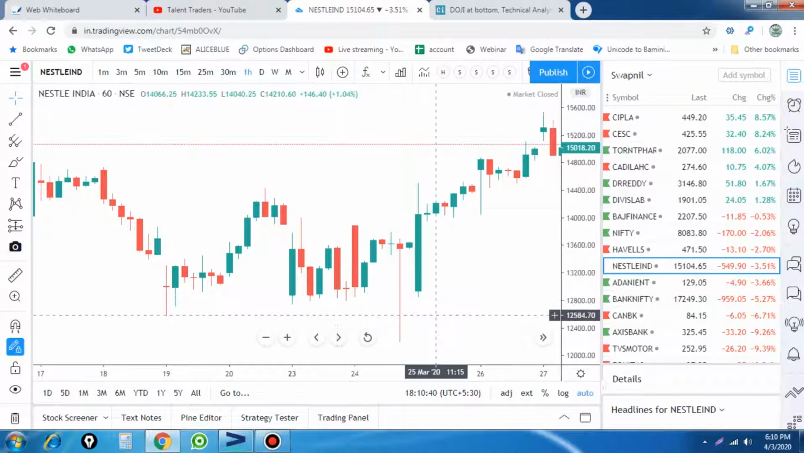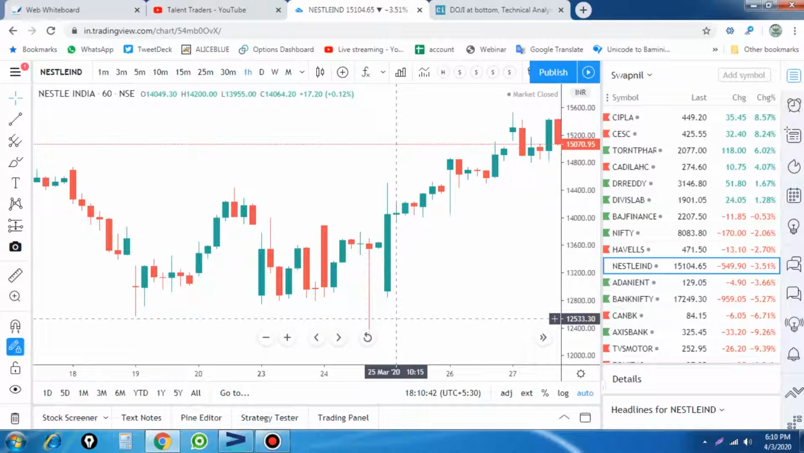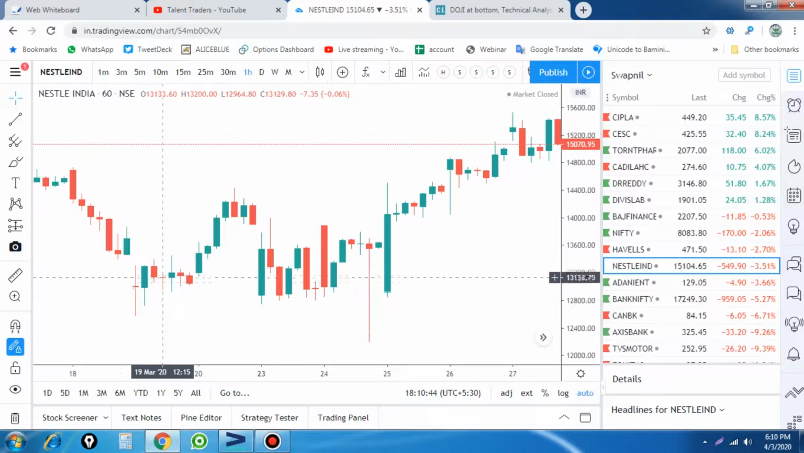Okay, this is the way we can find out a doji at the bottom. Here you see there will be a doji at the bottom. What we are going to see: previously the trend was down. Here we got a clear trend, the previous trend is clearly down, and we have a big red candle, and the next candle was the doji.